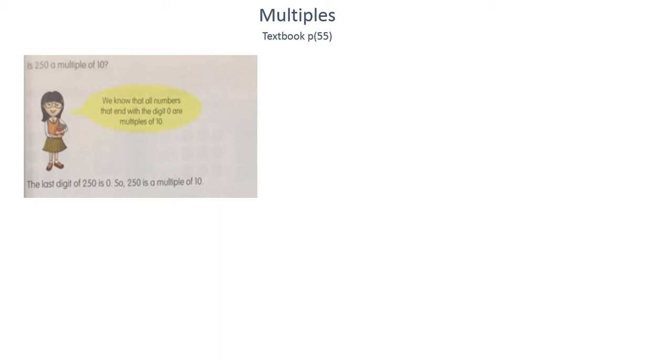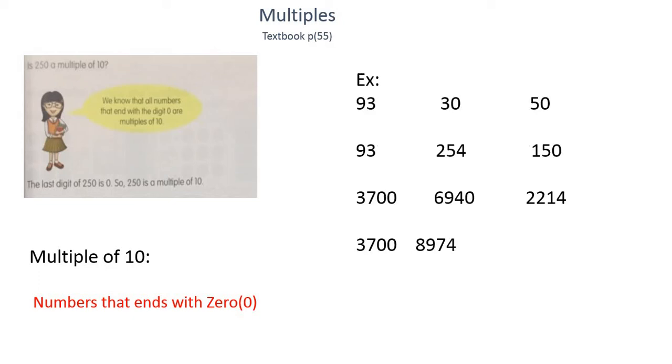There's a big rule that says all the numbers that end, in the ones place, with the digit 0 are multiples of 10. So if you find a number that ends with 0, it is a multiple of 10. So the big rule: multiples of 10 are numbers that end with 0. Let's take a look here.